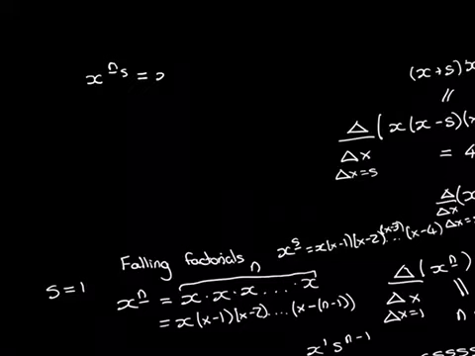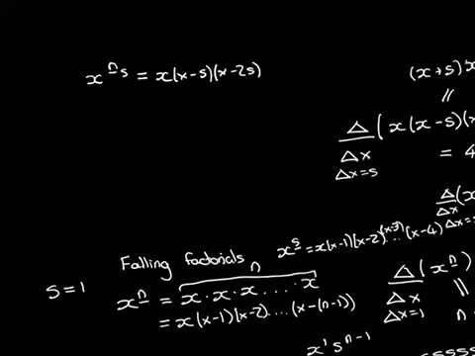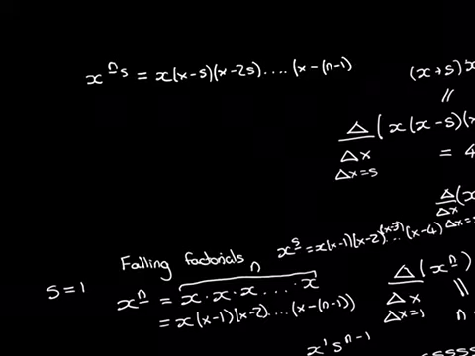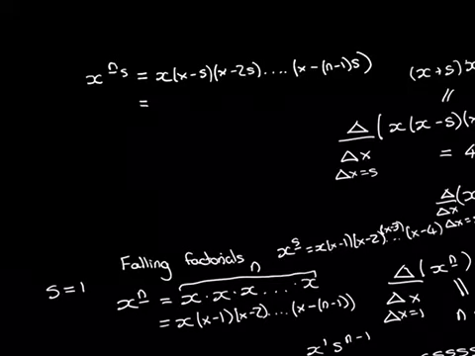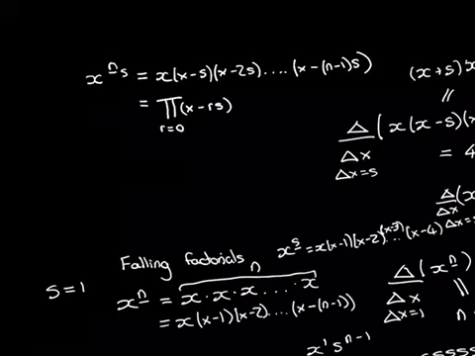So remember, this is x times x minus 1. Oh, sorry, no, it's not that. It's x minus 1s, x minus 2s, all the way down to x minus n minus 1 times s. So we could write this using the multiplication symbol, as the product of x minus rs, where r goes from being equal to 0 to being equal to n minus 1.